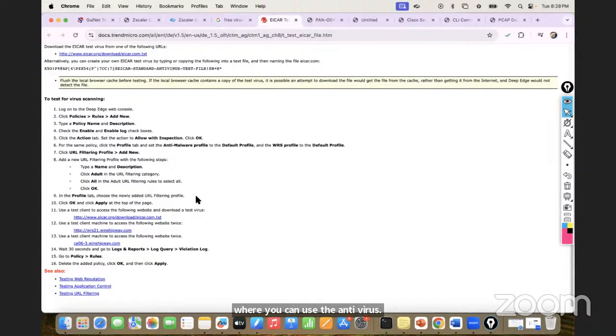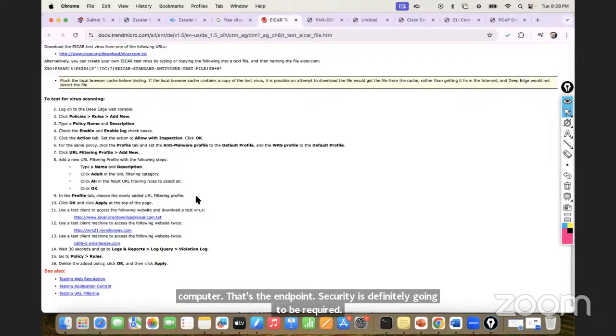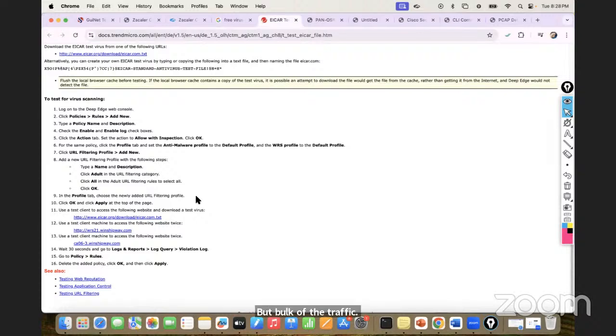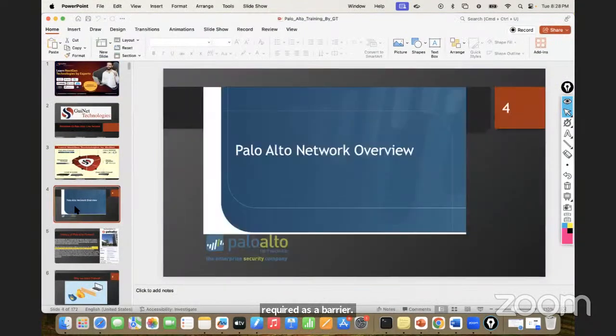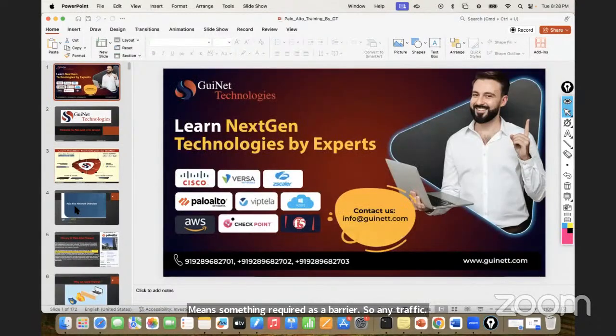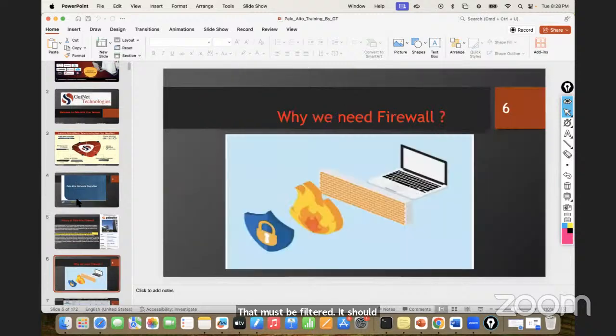You can use that. But let's suppose you are talking about hundreds of computers, or 10,000 computers, then endpoint security is definitely going to be required. But with the bulk of the traffic I'm receiving and sending on the internet, something is required as a barrier. Any traffic I'm sending on the internet or receiving from the internet must be filtered. It should not be unfiltered data that I'm receiving, which is going to destroy my entire infrastructure.